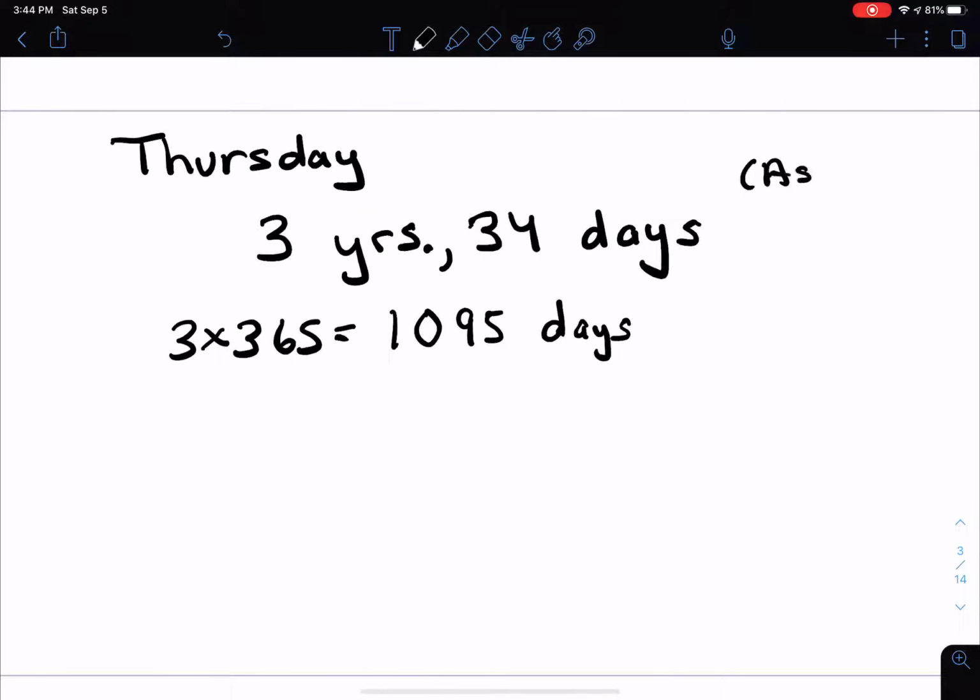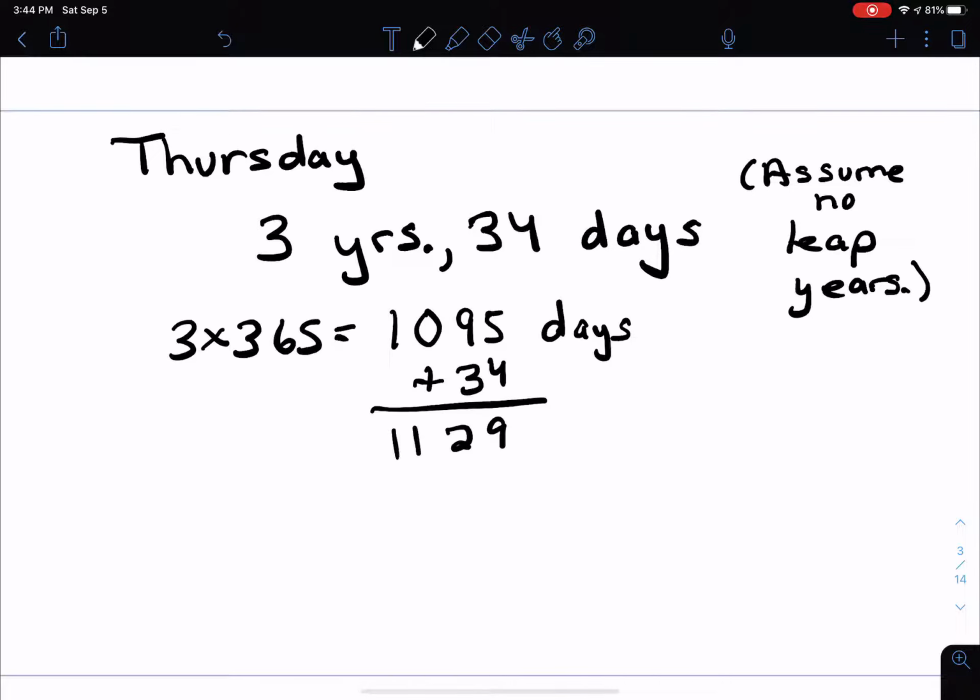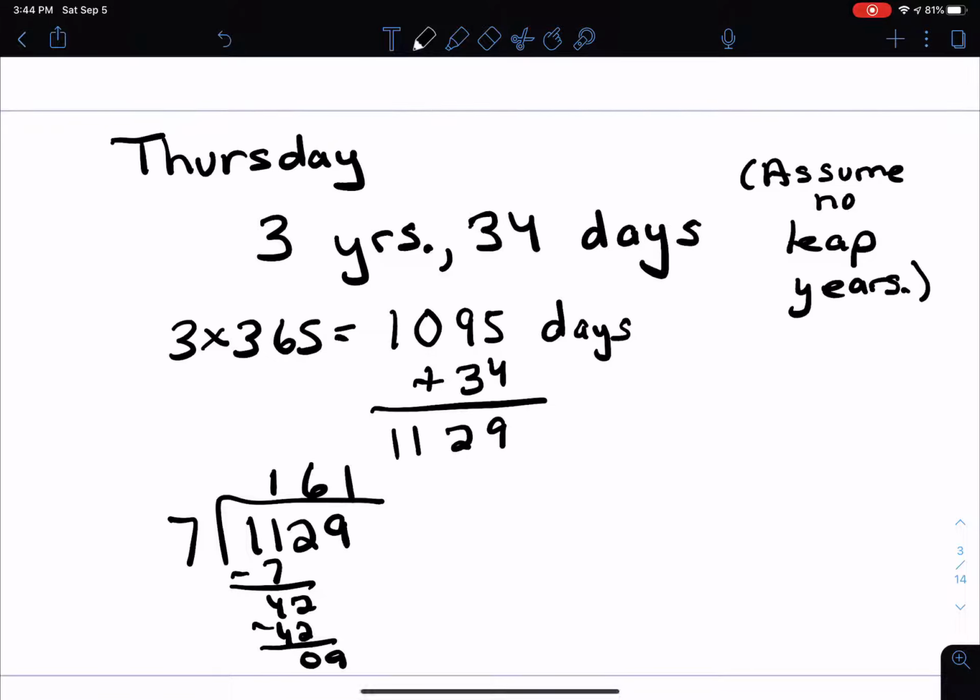Yes, I'll write up here, assume no leap year. Plus we had those 34 days. So we're trying to see how many total days we're talking about here. Okay, we're talking about 1,129 days. So let's divide 1,129 by 7. So we're looking at 161 weeks plus 2 days left over.